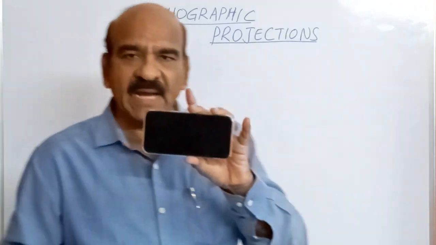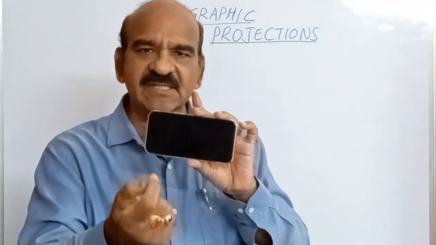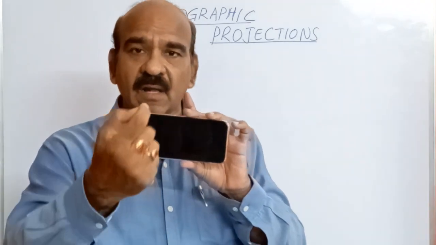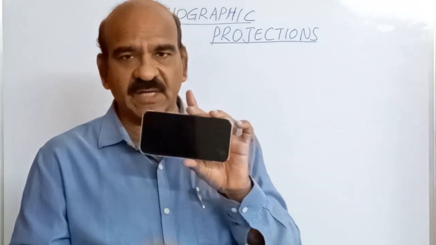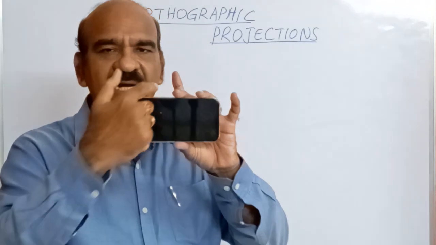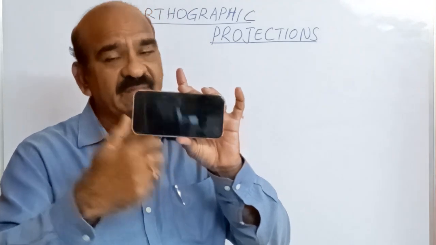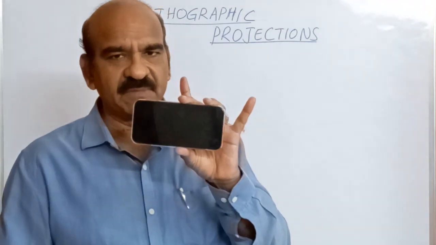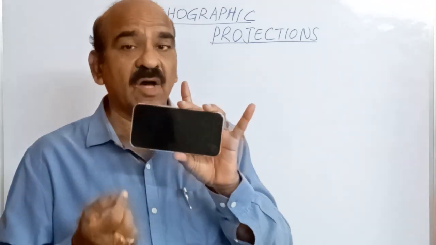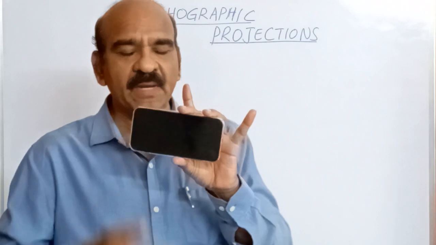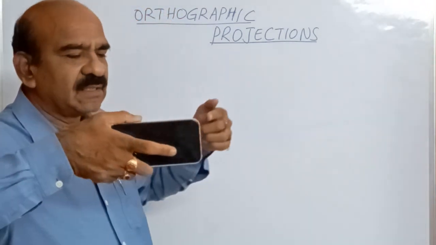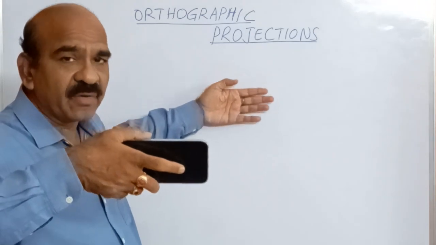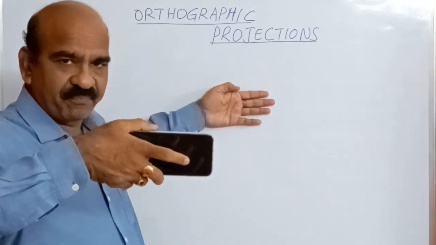Why? Because the light rays coming from an infinite source, like our sun, are all parallel to each other and they fall perpendicular to this object. Because they are falling perpendicular to this object, we call it orthographic, perpendicular. And all these light rays form a shadow here on the screen, right?